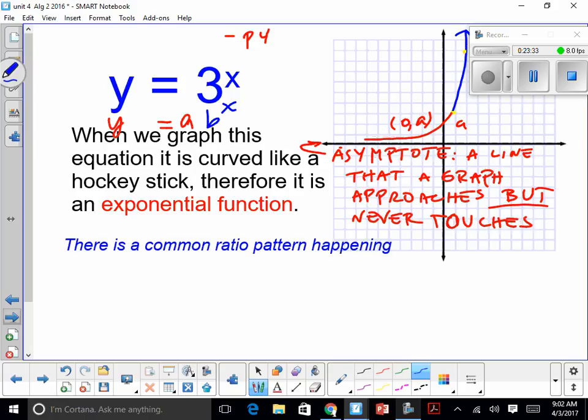Anybody know what number's in front of that 3? It's being multiplied by a number. Yeah, that's the 1. I think we did it last time.